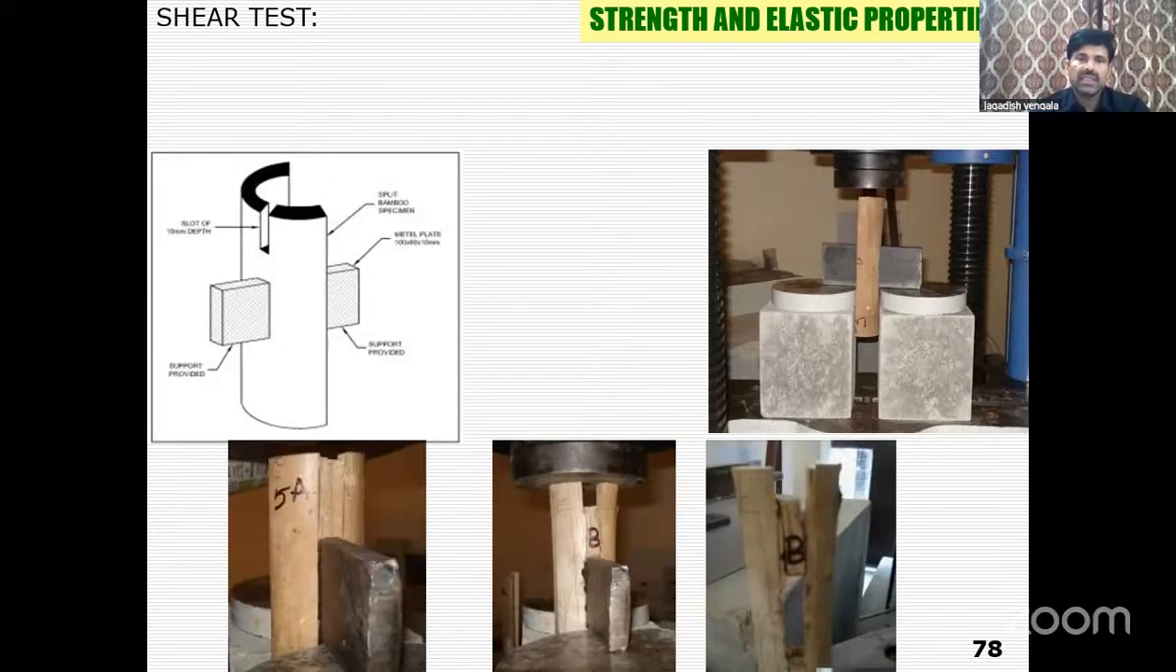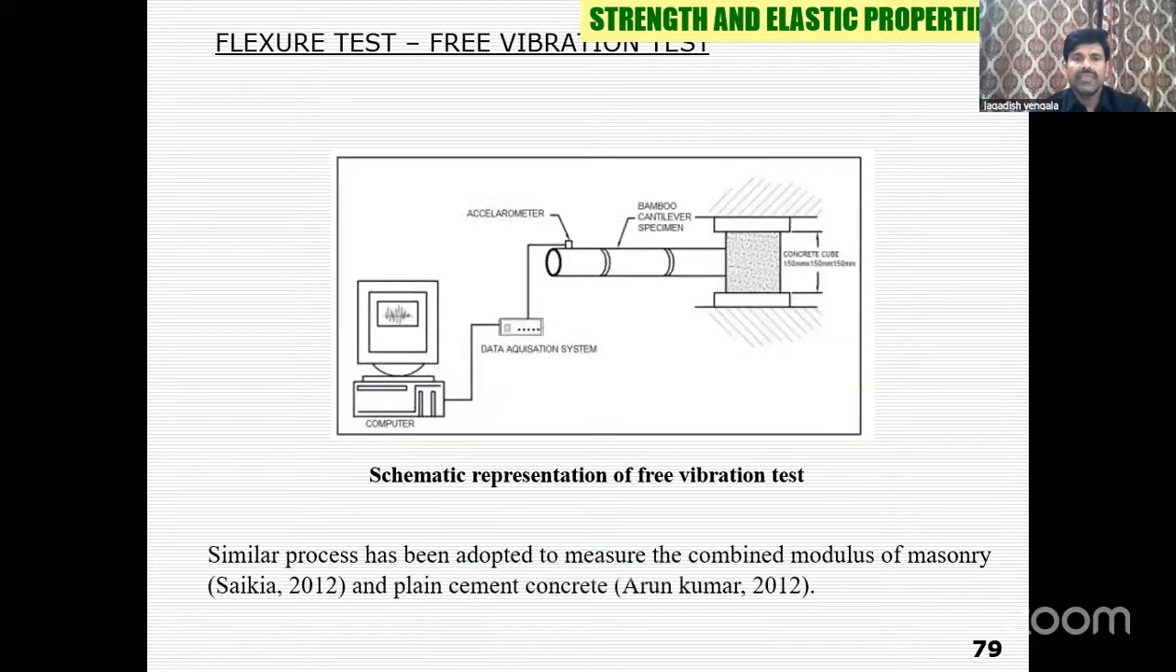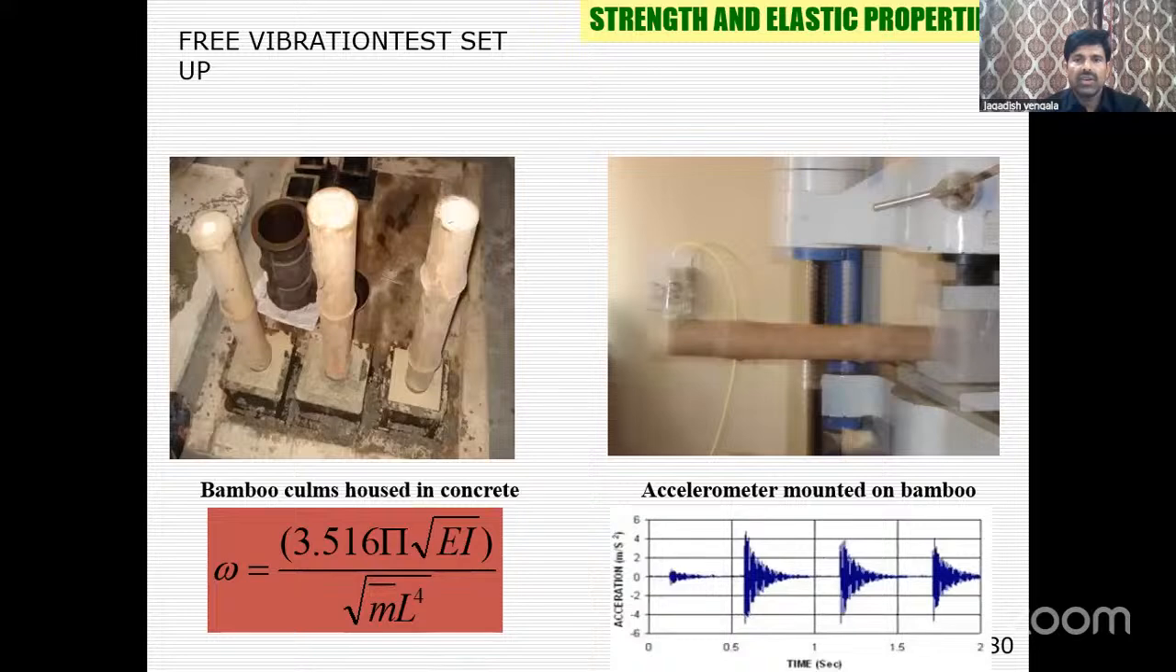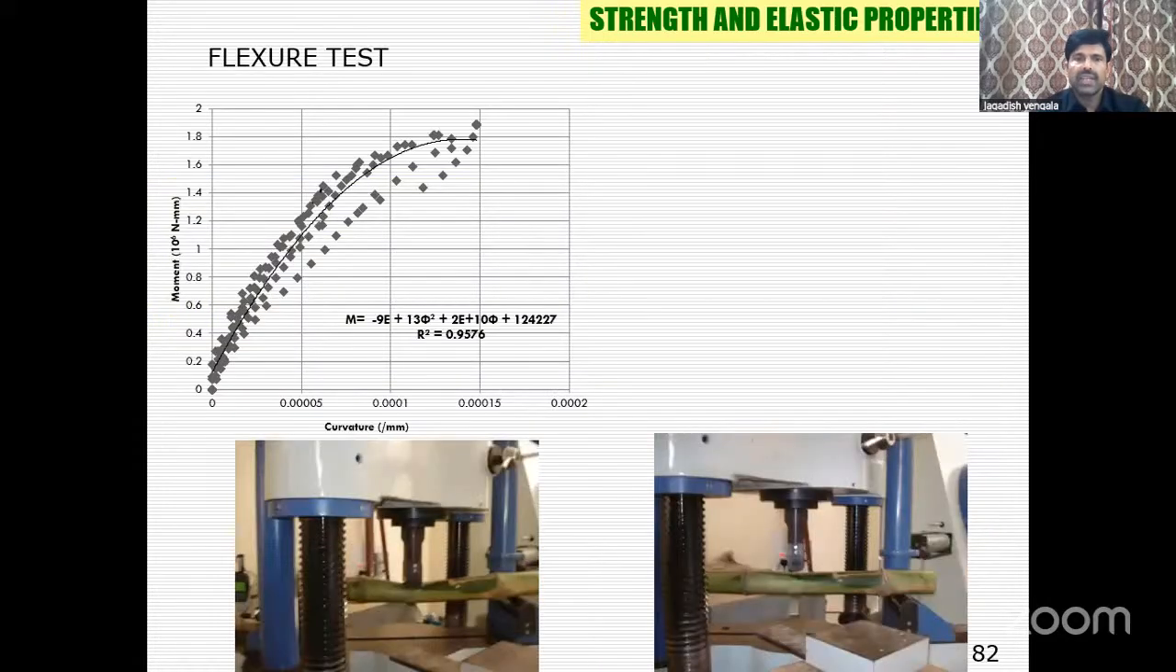So we tested the shear property of different bamboos. You can see average is 7.8. It ranges from 4 to 11 MPa, depending upon again the species to species. It varies because densities are varied, because number of fibers present in each species is different. Even using free vibration test, we also calculated the modulus of elasticity of the bamboo without testing. Without destruction, you can also find out the modulus of elasticity.